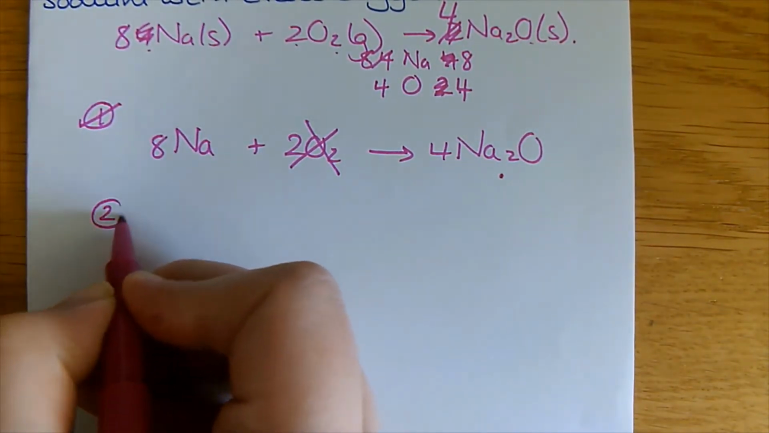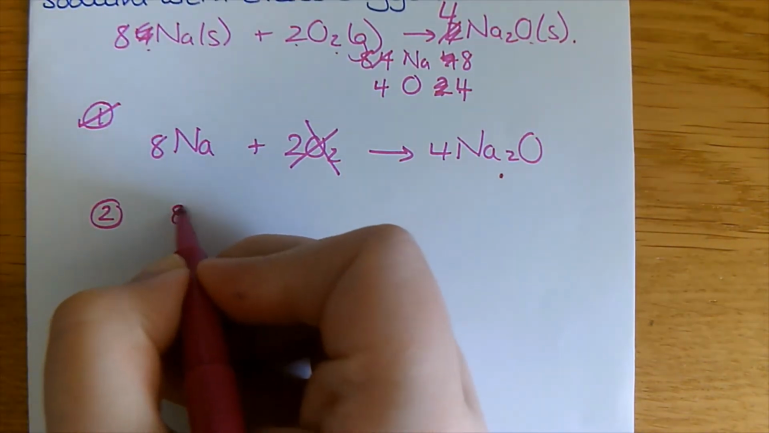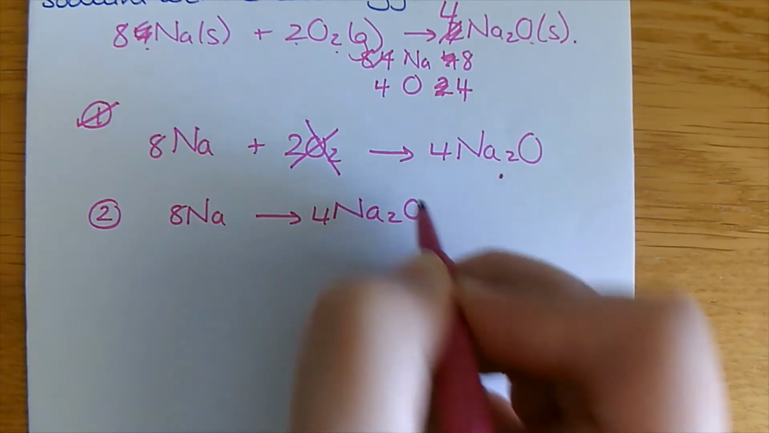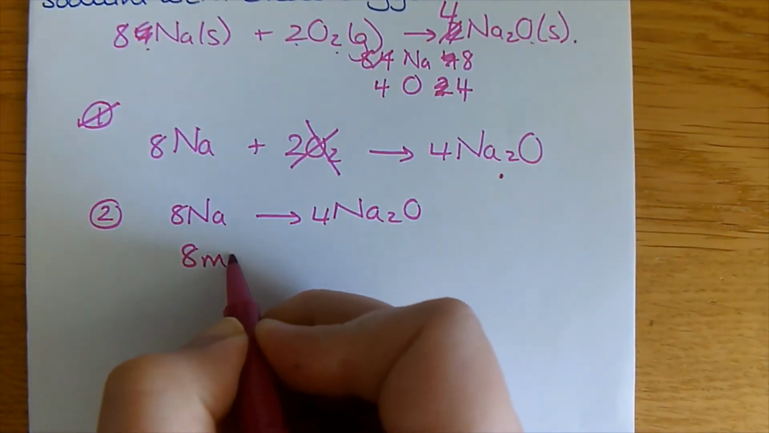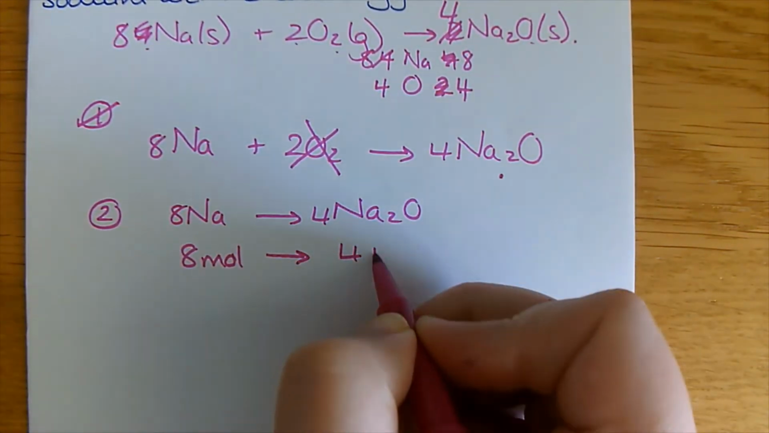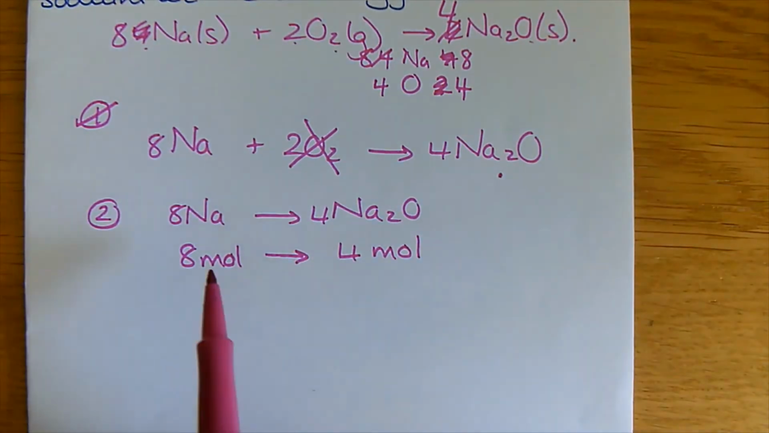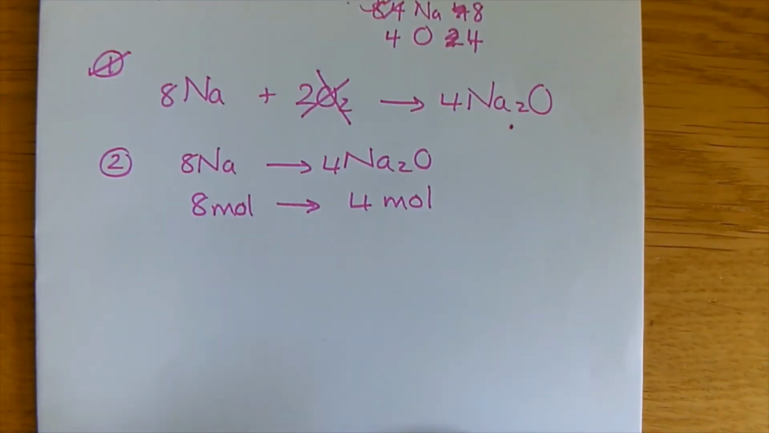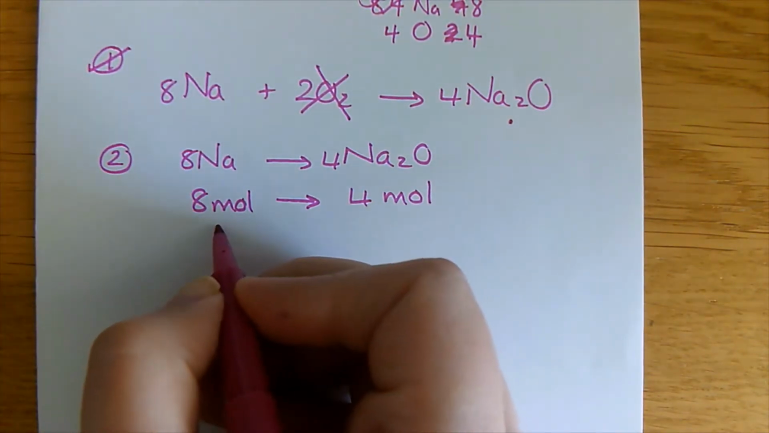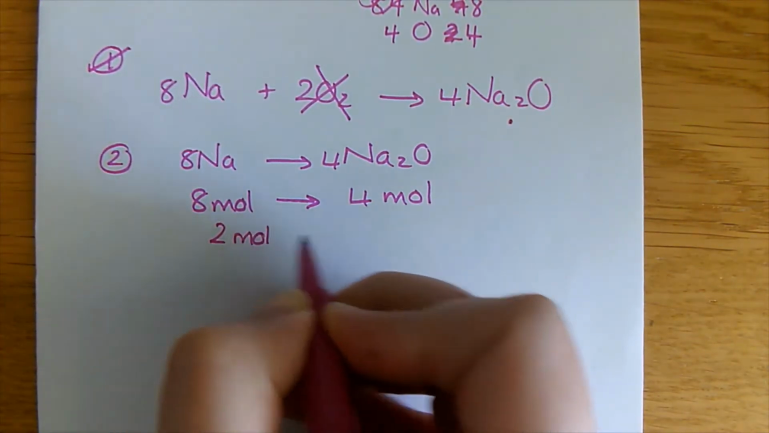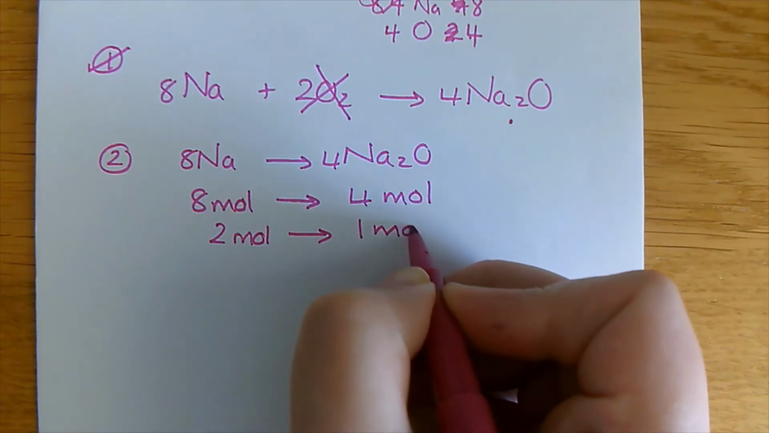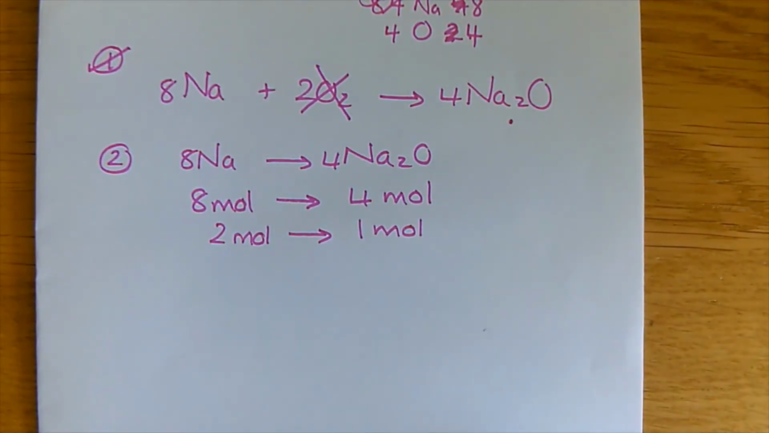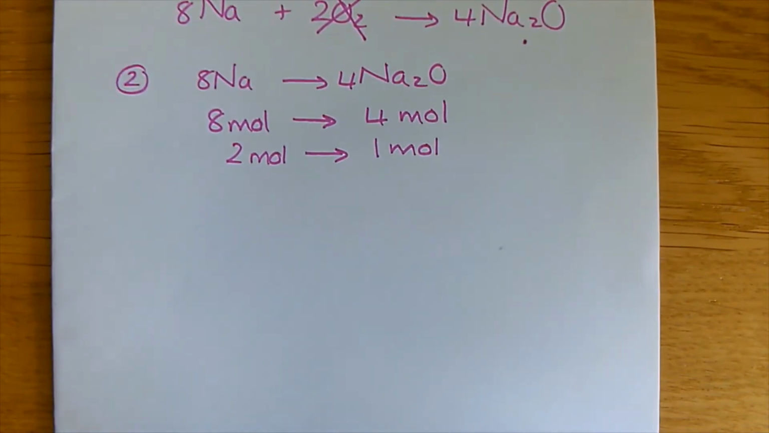We're moving on to step 2, which is our mole ratio. Now you could quite happily leave that as an 8 mole to 4 mole ratio, or you could at this stage divide down and make it a 2 to 1 mole ratio. It doesn't matter which of these ratios you work with going forward, you should still get the same answer.